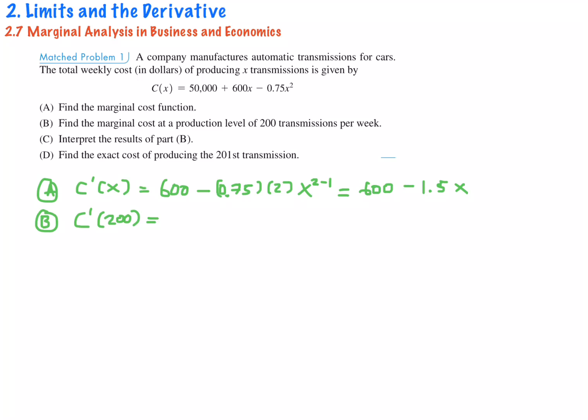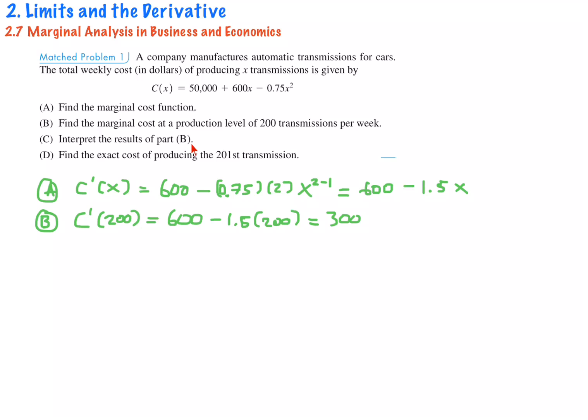B, find the marginal cost at the production level of 200 transmissions per week. So we'll get C prime of 200 equal to 600 subtract 1.5 times 200. 1.5 times 200 will be 300. 600 minus 300 will be equal to 300. C, interpret the result of part B.